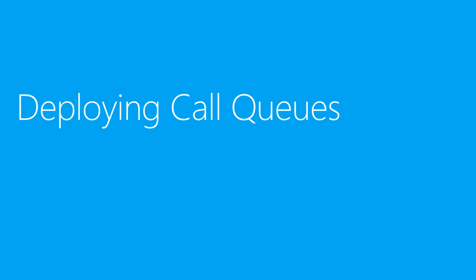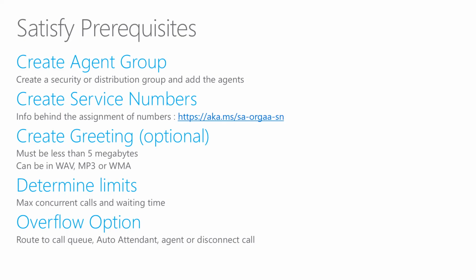So how to deploy the call queues? First, you create an agent group. That's a security distribution group, and you add the agents you want part of this group. Then you create a service number. You can find how to create them and the logic behind it at aka.ms/sa-orka-sn. You create a greeting if you want to.